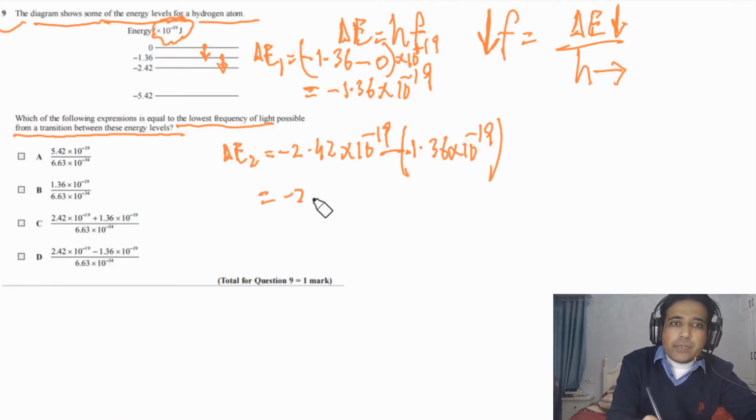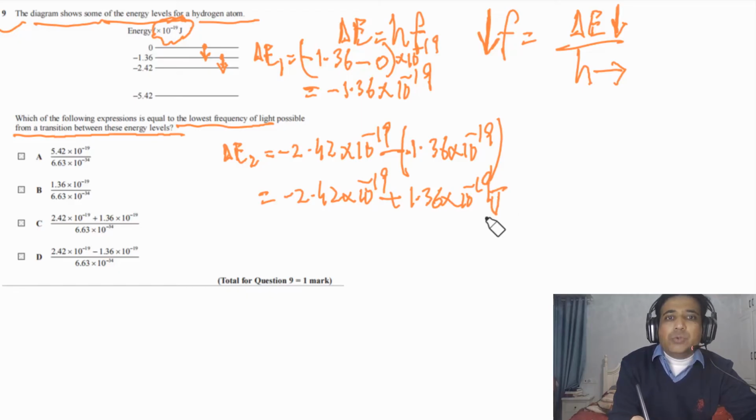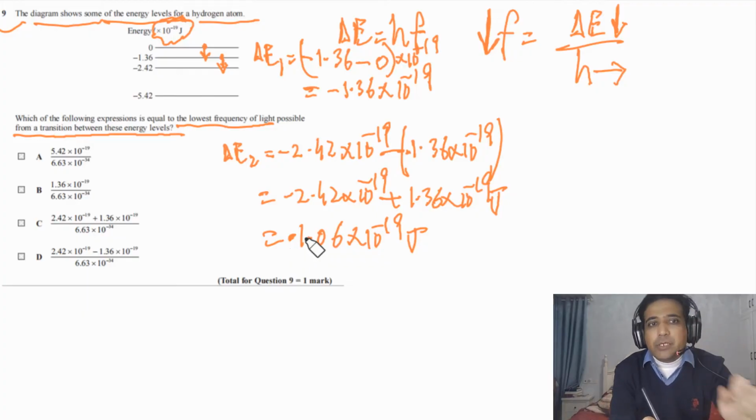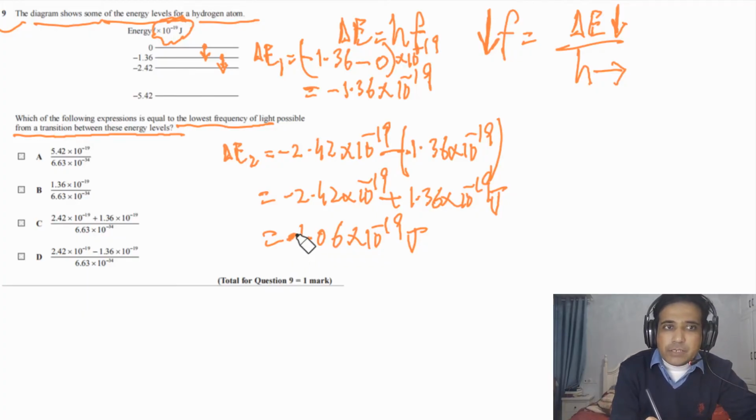So in this case we have negative 2.42 times 10 to the negative 19 plus 1.36 times 10 to the minus 19 joules. So this is the energy difference. If we solve this one, we will get 1.06 times 10 to the minus 19. Actually, I'm writing these things in detail to explain in a better way. So we got a negative number. Negative simply means that energy in this case is emitted, meaning the energy of the electron has decreased. That's the reason we have a negative sign here.